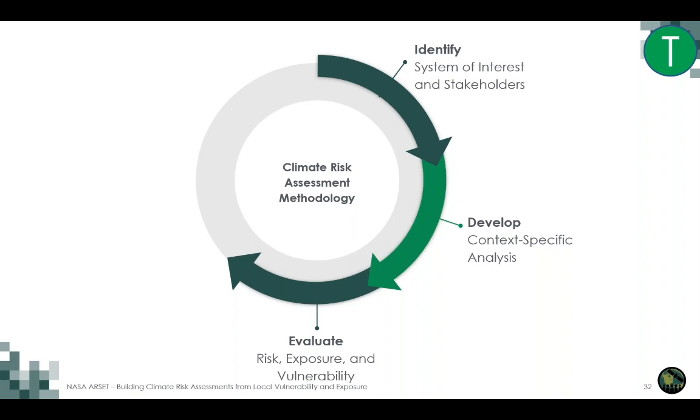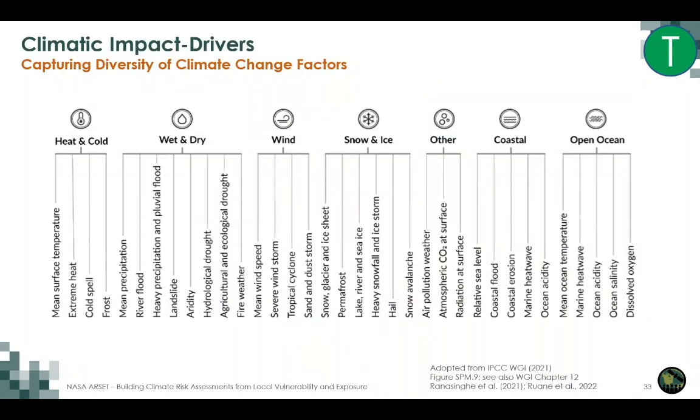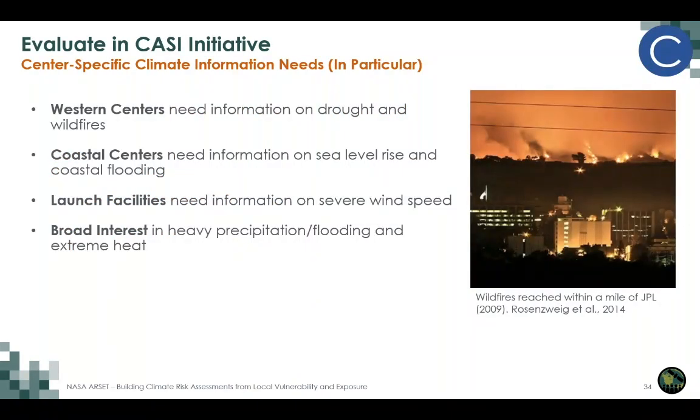The next phase of the project is the evaluate phase. And within CASI, we use this climatic impact driver framework to organize the way we approach climate risk information. Looking first at these top major types of climatic impact drivers, you'll see that we needed to represent different types of climate conditions and climate extremes. This is especially important because the situation and the context of each center calls for different types of information.